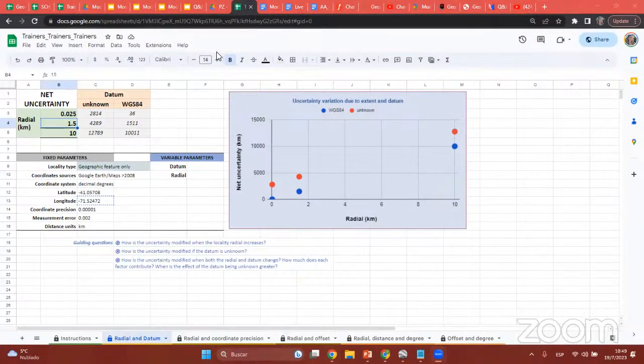And now I just want to know how to limit the uncertainty in measuring datum.